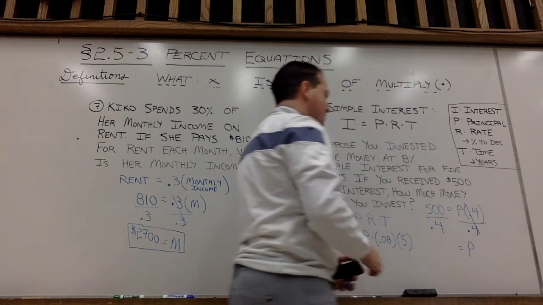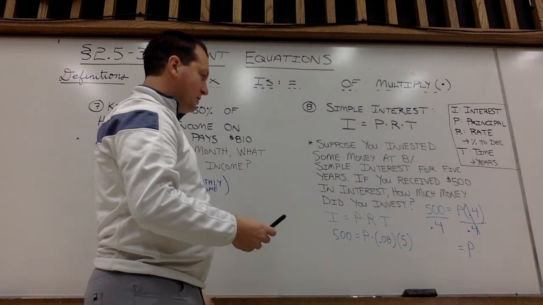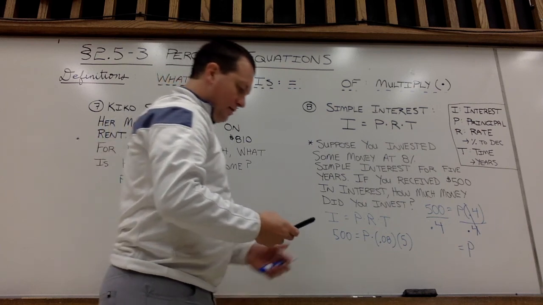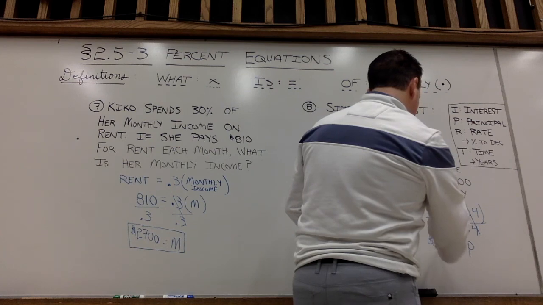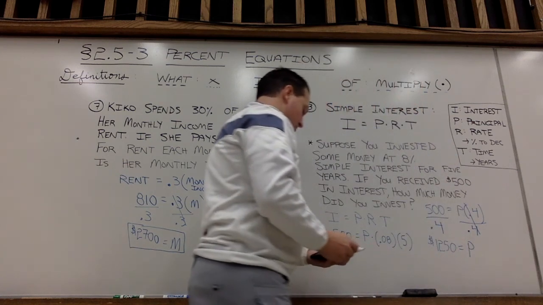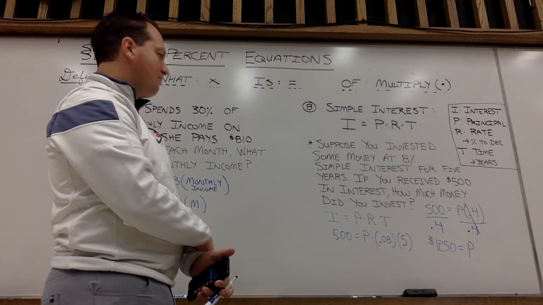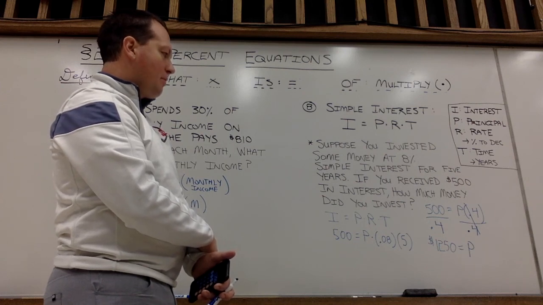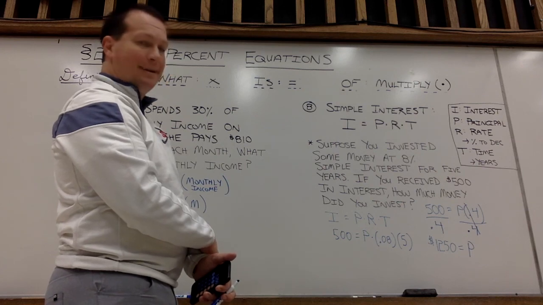And P, the principal, the amount of money that I started off with, 500 divided by 0.4, we're going to have 1,250. So there we have it. There's our starting amount, $1,250, and life is groovy.